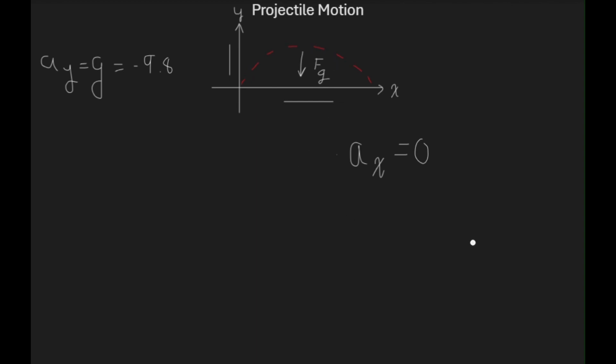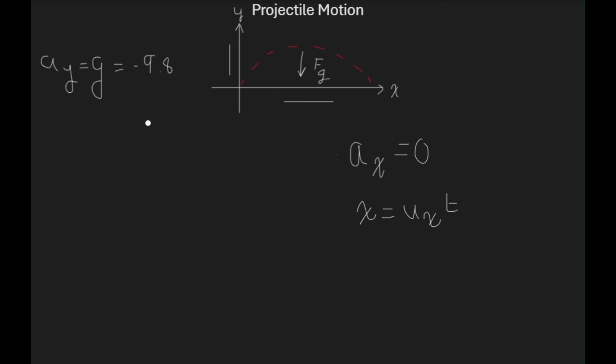In the horizontal direction, distance equals speed times time. Since there's no acceleration, velocity stays constant. So displacement equals the x component of the initial velocity times time.